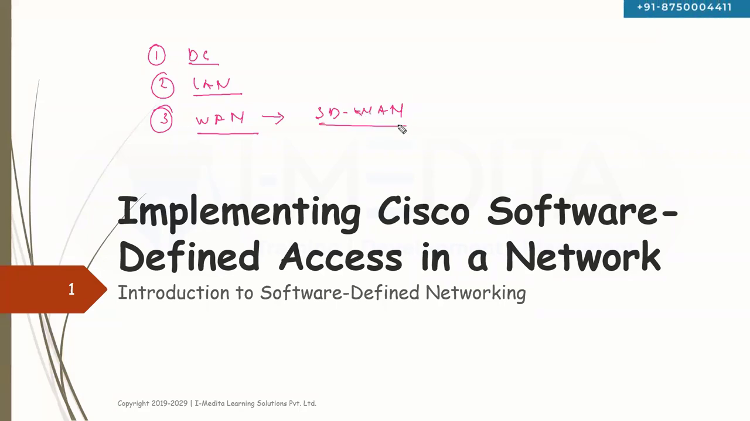So SD-WAN, or software-defined wide area network, gives us a capability to manage all the WAN edge devices of our campus, of our network, from one centralized point, or we say with the help of the controller. SD-WAN is something that Cisco has. Cisco's SDN solution for the WAN edge devices is what we call SD-WAN.